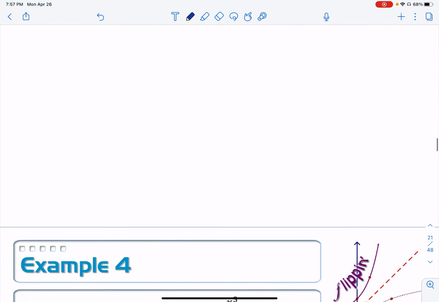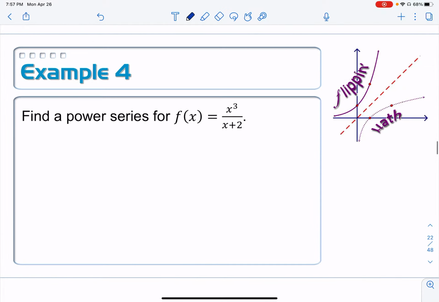Let's look at another one of these before we turn this video off. Find a power series for f of x equals x cubed times 1 over x plus 2. Can we rewrite this algebraically in some kind of way? How about we just get rid of this x cubed, put it out front, and make this 1 over x plus 2, because we could probably handle that.